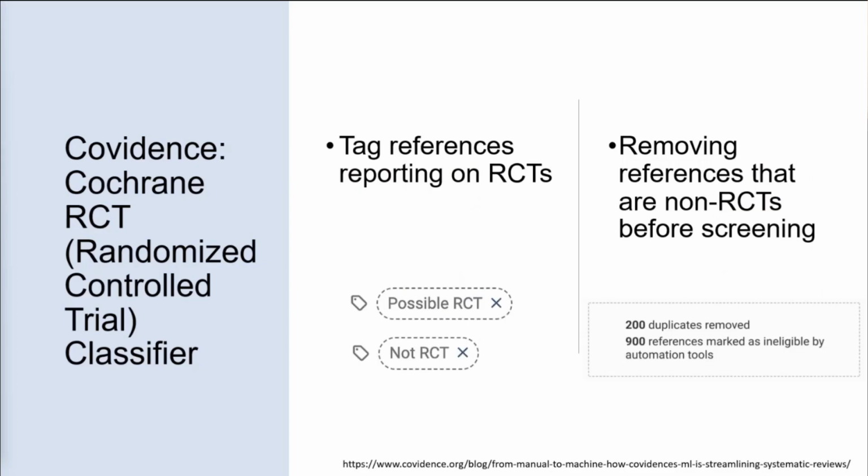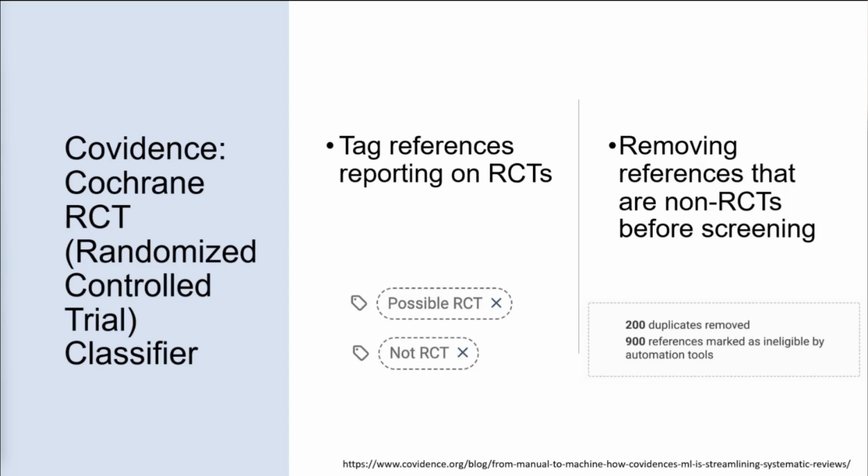Another one is the Cochrane randomized controlled trial classifier. There are two ways you can use this in Covidence. One is tagging references reporting on RCTs. You still have to screen everything, but the tags make it a bit easier to filter your results or screen out stuff if you're limiting the study type to only RCTs. Another way is removing non-RCTs before you start screening.